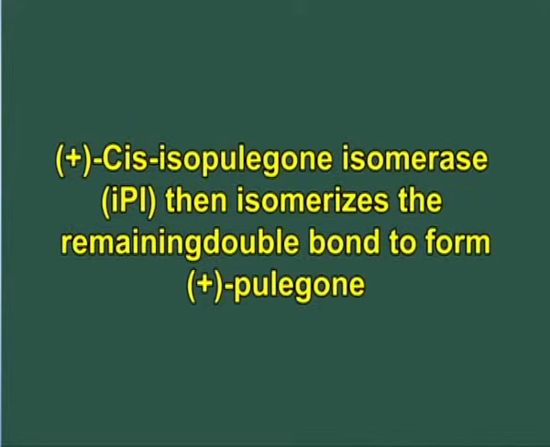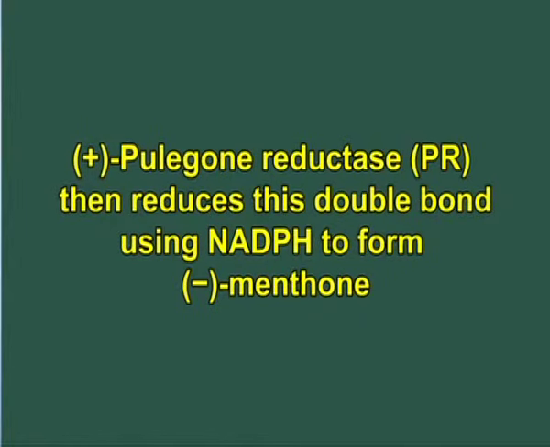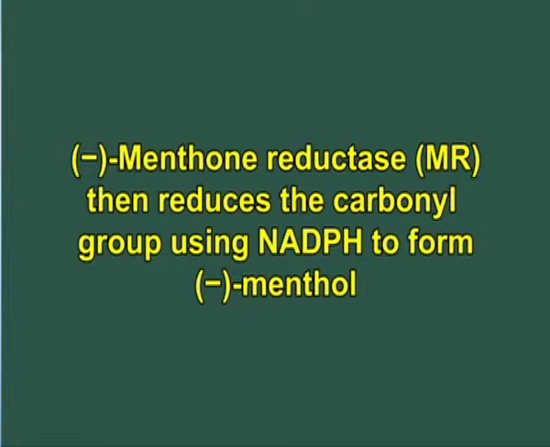This levorotatory trans-isopiperitenol dehydrogenase further oxidizes the hydroxyl group on the 3rd position using NAD+ to make levorotatory isopiperitenone. This levorotatory isopiperitenone reductase then reduces the double bond between carbon number 1 and carbon number 2 using NADPH to form dextrorotatory cis-isopulegone. This dextrorotatory cis-isopulegone isomerase then isomerizes the remaining double bond to form dextrorotatory pulegone. Pulegone reductase then reduces this double bond using NADPH to form levorotatory menthone. Menthone reductase then reduces the carbonyl group using NADPH to form menthol.